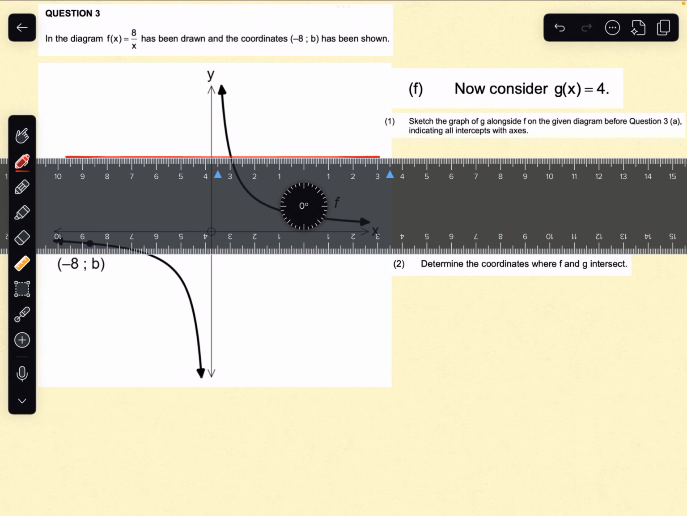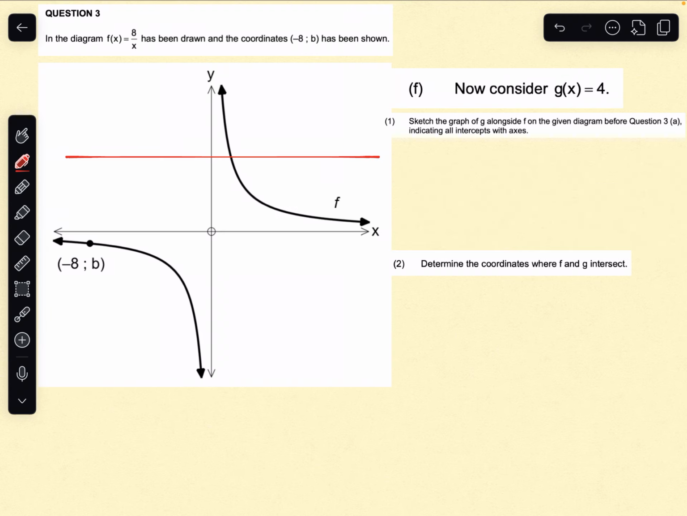So this is G. Okay, we don't need to label the whole thing. That's G. Label intercepts with axes. So this would be the y-intercept, which is 0, 4. And then next up, we're asked to determine the coordinates where F and G intersect. So that'll be the point over here. We don't know what the x value is, but we know that the y value is 4.